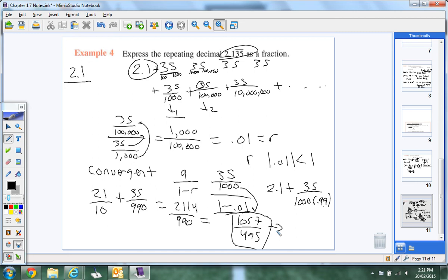When you put this into your calculator, the cool thing is it equals this. So you just figured out that 2.135 repeating is 1057 over 495 as a fraction. Is it correct, Rachel? If it's not convergent, you can't use the formula because you can't find a sum of a divergent series.